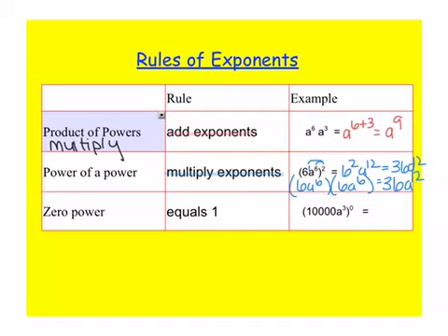The last rule that we're going to look at today is the 0 power. Anything, no matter what it is, that is to the 0 power is going to equal 1. So this whole thing right here is to that 0 power, so my final answer is just 1.